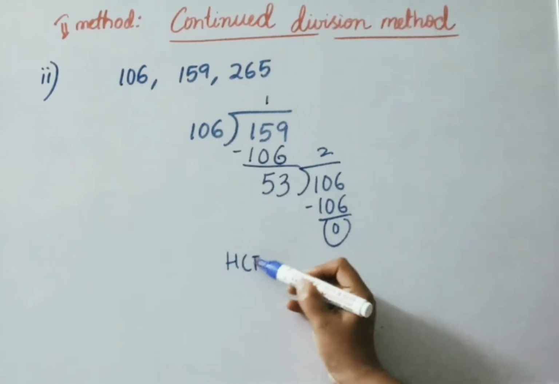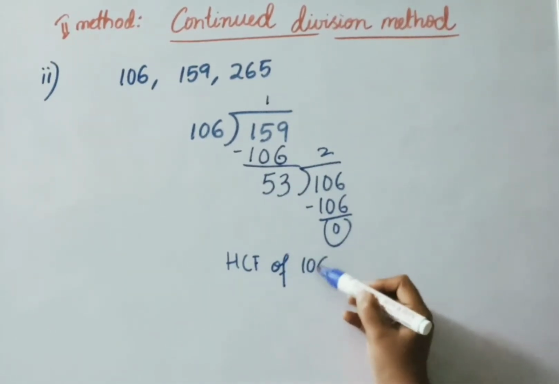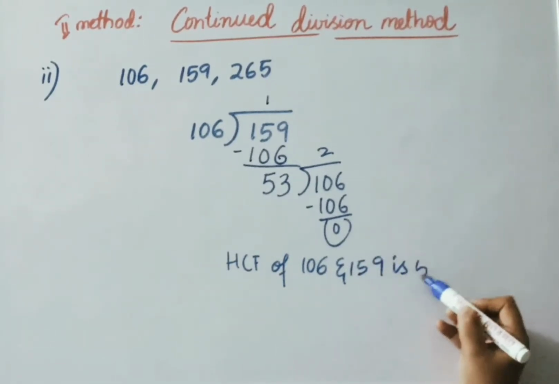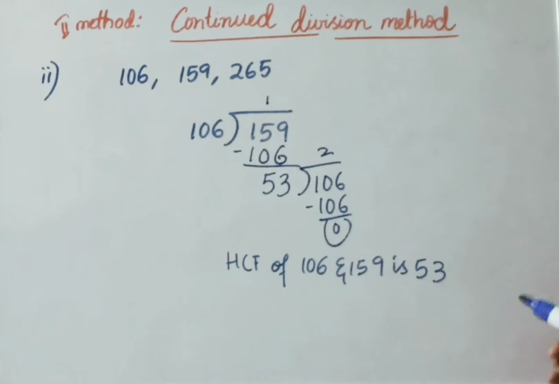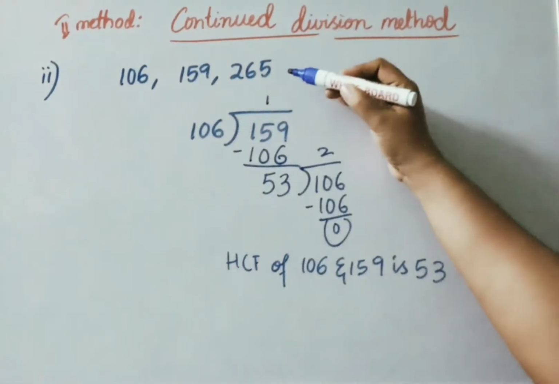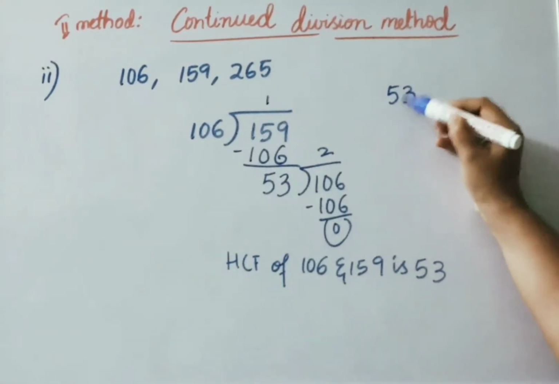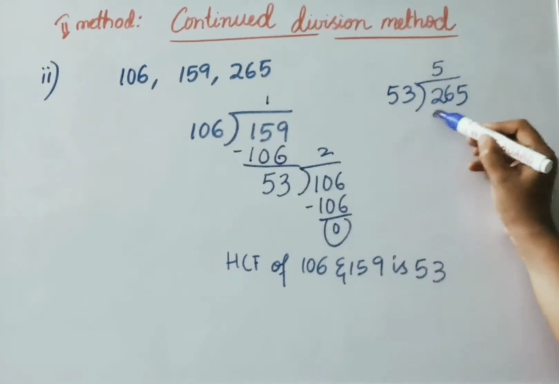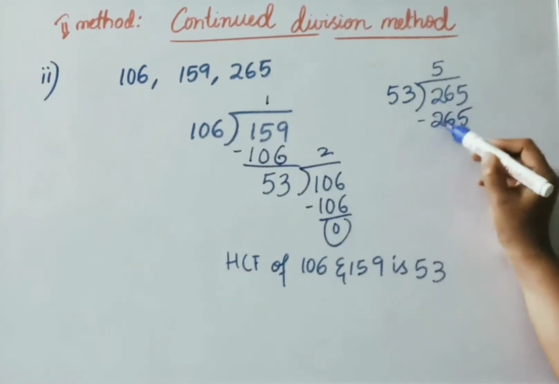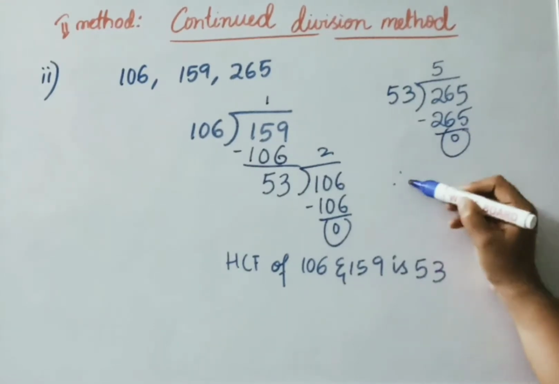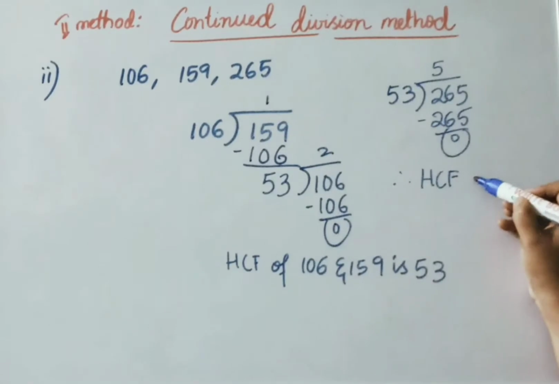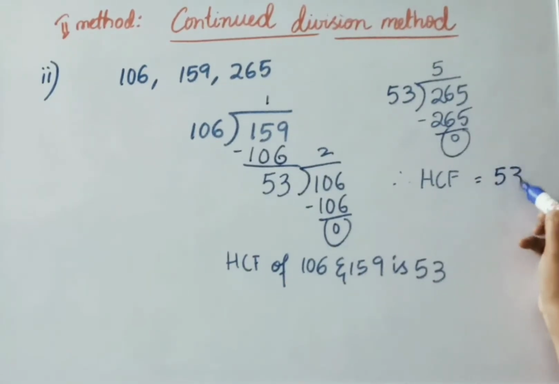Then HCF of 106 and 159 is 53. Now with this 53 we are going to divide 265. 53 5s are 265. We get a remainder 0. Therefore, final HCF of all the three numbers is 53.